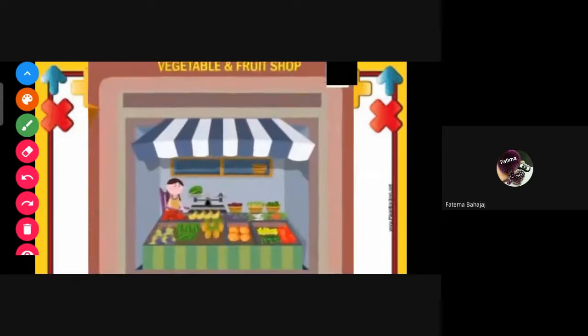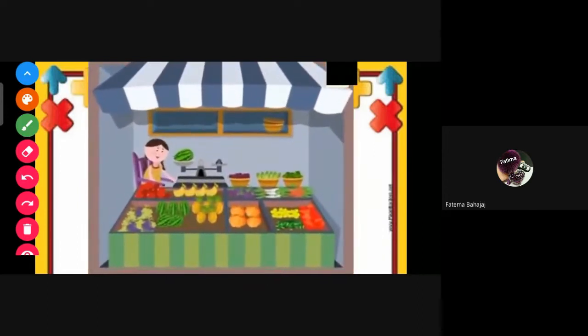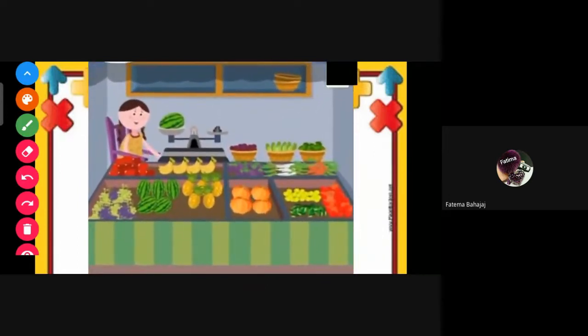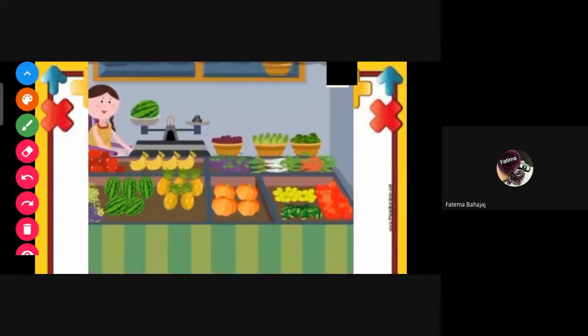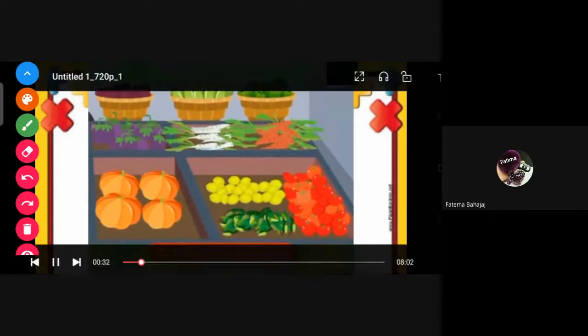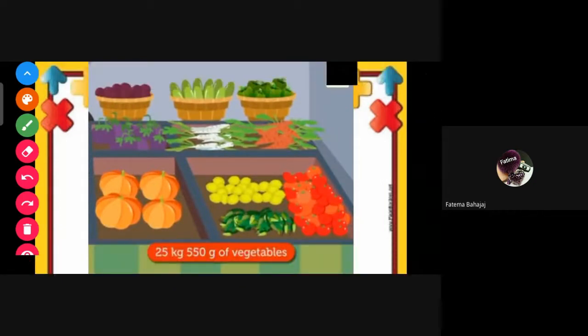So the first one is a vegetable and fruit shop, and this lady is there. The name of this girl is Mini, and she is selling fruit and vegetables. So now let's see how many vegetables she has. You can see this much vegetable she has. But do you remember the full form of KG and G?